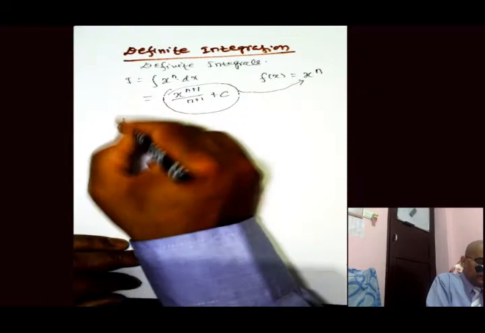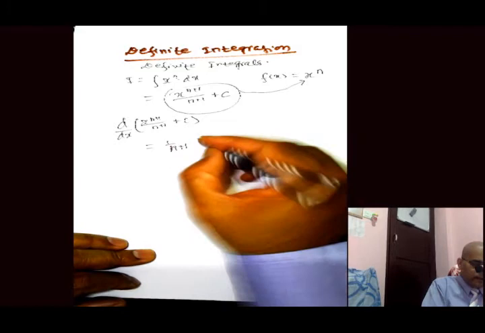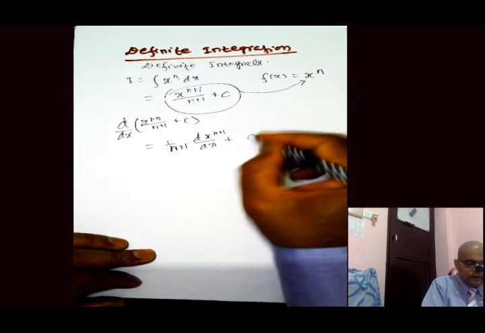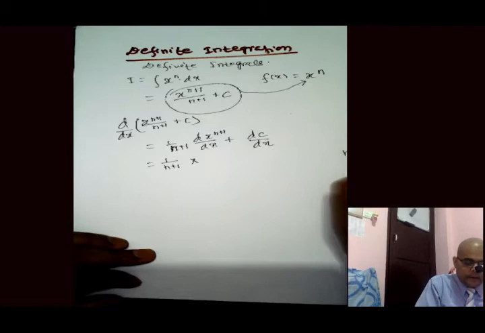We are taking the differentiation of x^(n+1) by n+1 plus a constant, which equals 1 by n+1, because n+1 is constant, so we take it out common, times d x^(n+1) over dx, plus dc by dx. This is 1 by n+1 times, using the differentiation formula n x^(n-1), and in that case it is n+1.